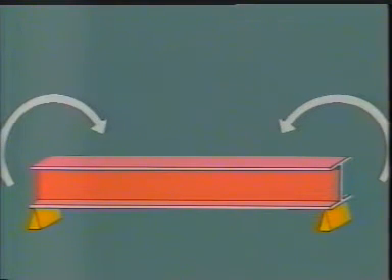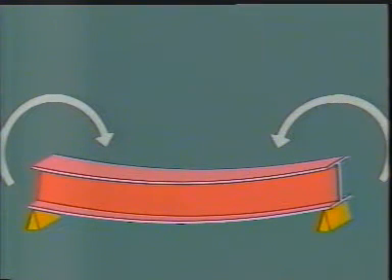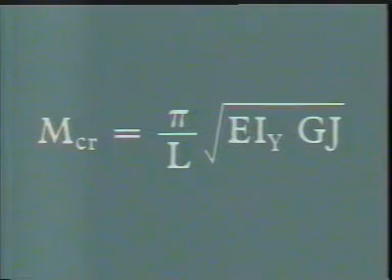For the analytically straightforward case of a simply supported beam subject to a uniform moment M, using small deflection theory, the equation for the value of the critical moment Mcr causing instability is as shown. EIy is the minor axis flexural rigidity, GJ is the torsional rigidity, and L is the length of the beam. Note the coupled nature of the lateral flexural and the torsional rigidities and the absence of major axis properties.